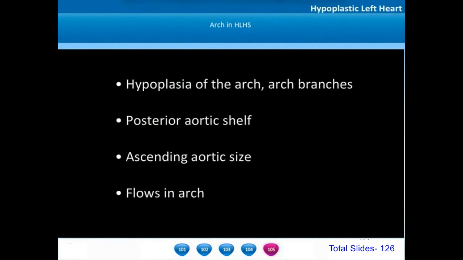When we assess the arch of aorta in hypoplastic left heart syndrome, we notice the severity of hypoplasia of the arch, the branching pattern, the presence or absence of a posterior aortic shelf, the size of the ascending aorta, and the pattern of flow in the arch.